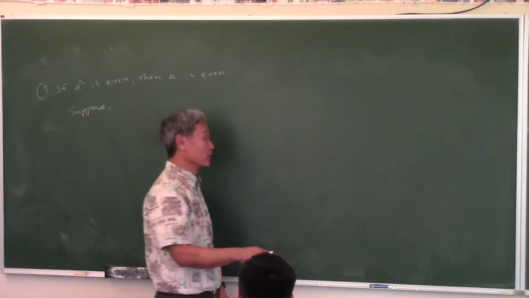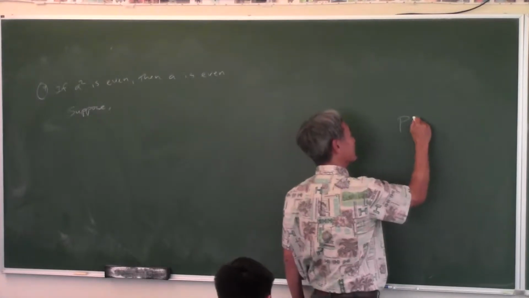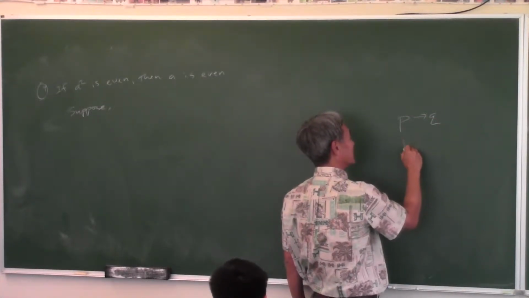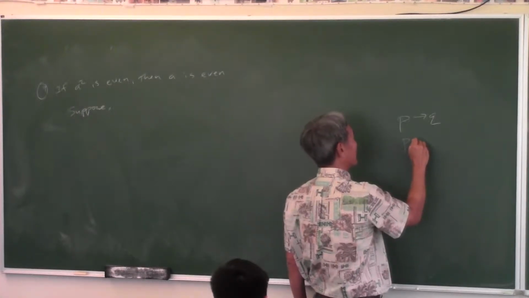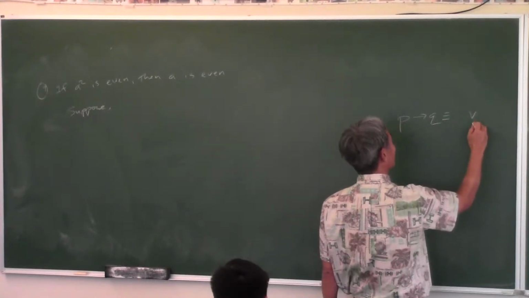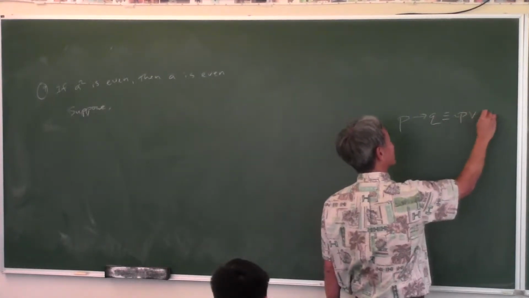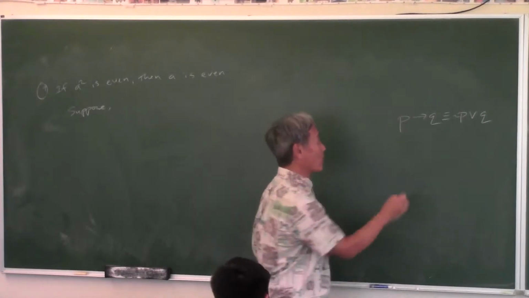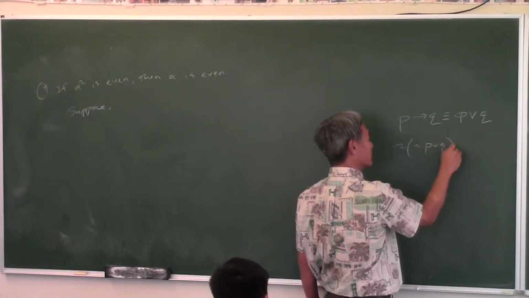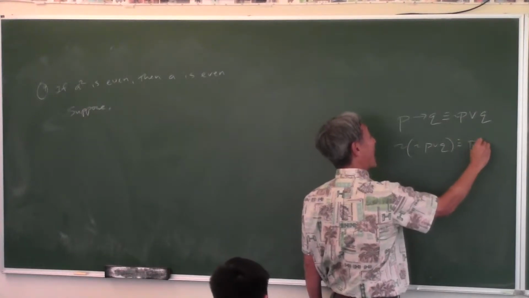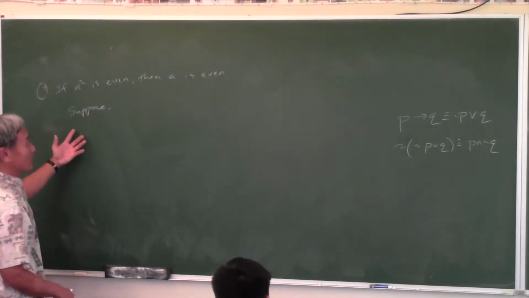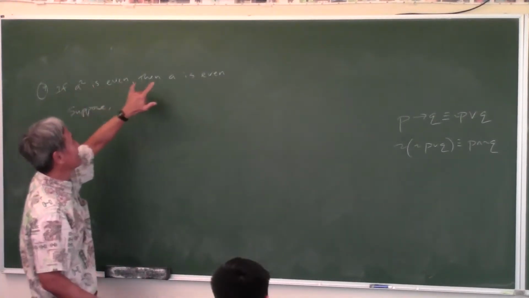Okay, logic review. What is the negation of P implies Q? Not P, P implies not Q? No. Okay, how do you convert a conditional to an or statement? Not P or Q. Negate the first, leave the second one alone, right? So what is the negation of that then? What's the negation of not P or Q? P and not Q. Okay, so the negation of this statement would be this and not that.